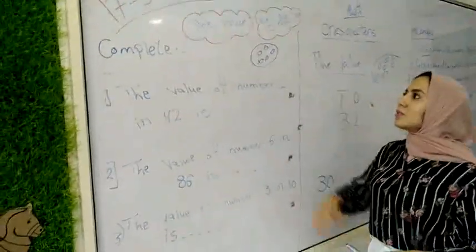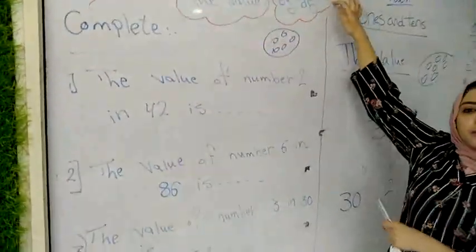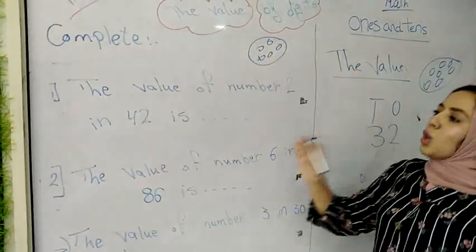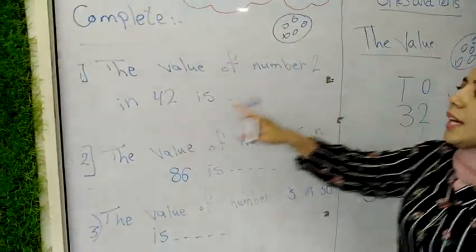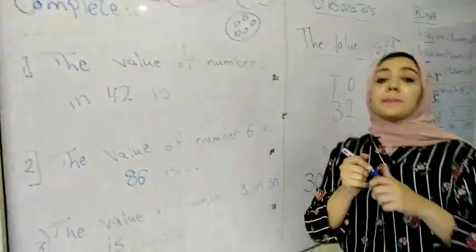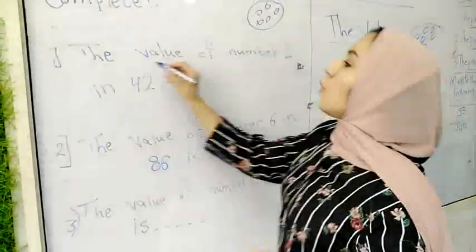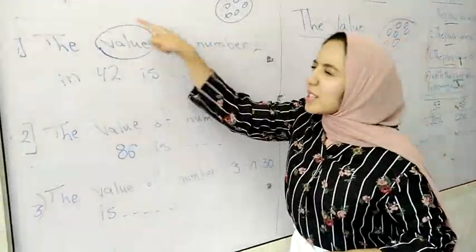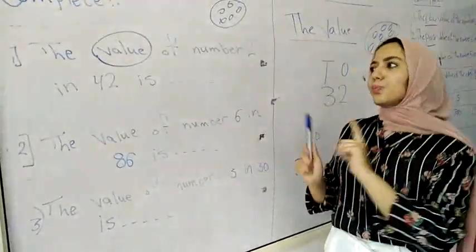Let's answer these examples. The value. I said the value we will write by digits because it's like part of zeros. So when he asks me about the value of the number 2 in 42, for the place value I make an underline. What about the value? I will make a circle around it. Why? Because I will remember a circle is like a 0. I will remember with or without 0.